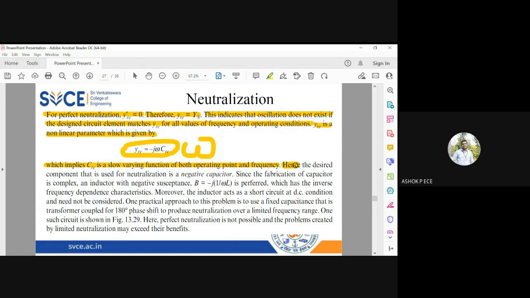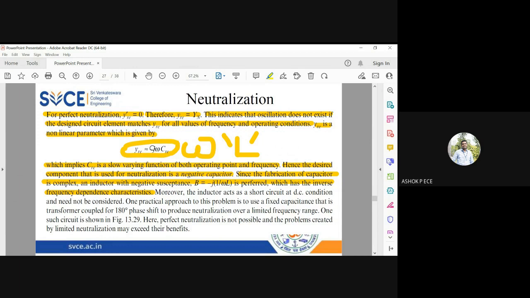So hence the desired component that is used for neutralization is a negative capacitor. See, the admittance is a capacitance, so you have to neutralize this. That can be done only by a negative capacitor. Since the fabrication of a capacitor is complex, an inductor with negative susceptance is preferred, which has the inverse frequency characteristics. I want to overcome this capacitive effect, so only if I use an inductor, which has exactly the opposite behavior of a capacitor, can it cancel out the feedback generated by this capacitance.